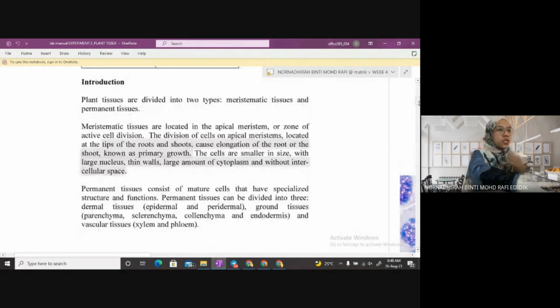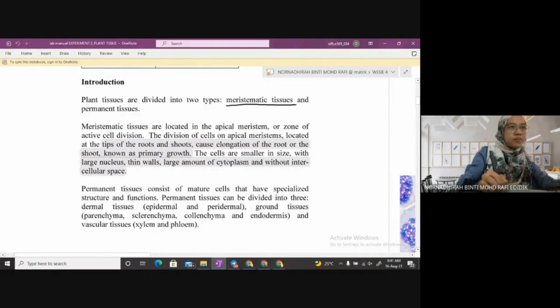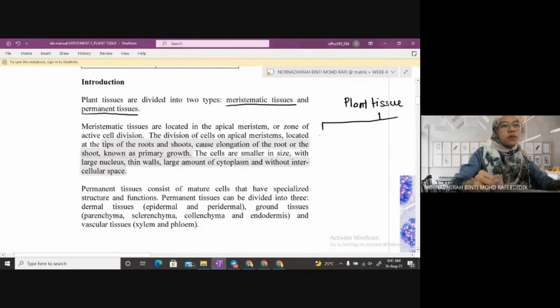Okay, so kita tengok introduction ni. Okay, plant are divided into 2 types of tissue which are meristematic tissue and permanent tissue. So ada 2. Okay, so saya buat sikit lah. Plant tissue ada 2. Meristem and permanent tissue.